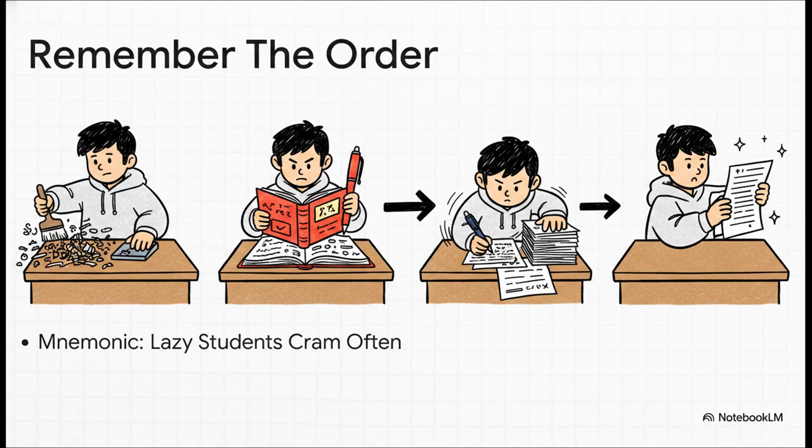Now, trying to memorize a 4-step list during a stressful exam, that's tough. So here is a total lifeline for you. The order is lexical analysis, syntax analysis, code generation, optimization. LSCO. To remember it, just think, lazy students cram often. Seriously, burn that into your brain and you will not get the order wrong on exam day.